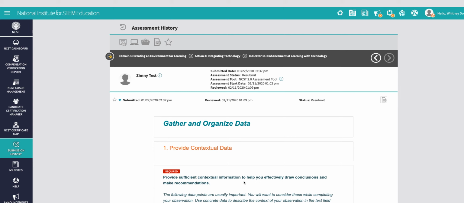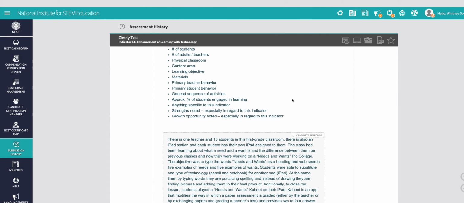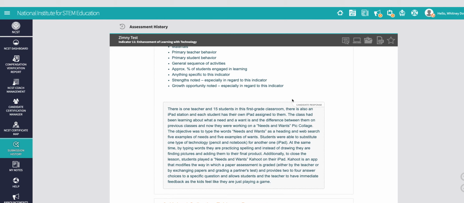Okie dokie. And now for indicator 11. This is the one dealing with the learning. So if they're talking about students learning at all in indicator 10, it does not belong there. It belongs here in indicator 11. So this is a different example.